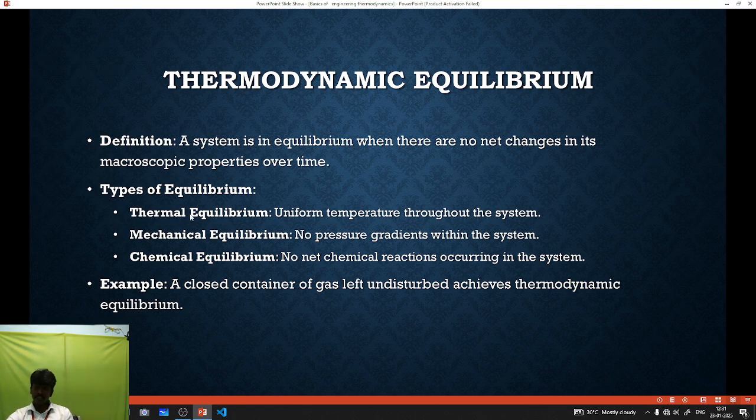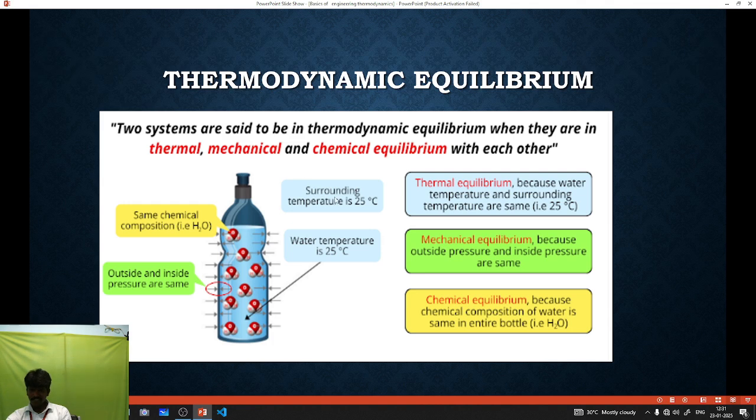That is thermal equilibrium. Mechanical equilibrium means no pressure gradients in the system. The pressure in the entire classroom should be constant. Chemical equilibrium means, take water. It is full of H2O. No net chemical reaction occurring in the system. This is the example.